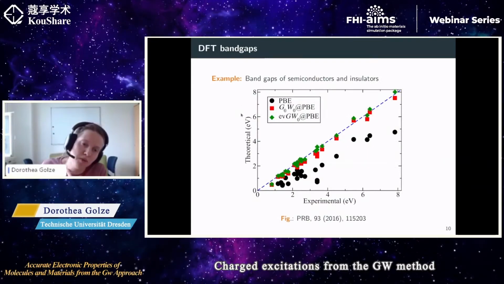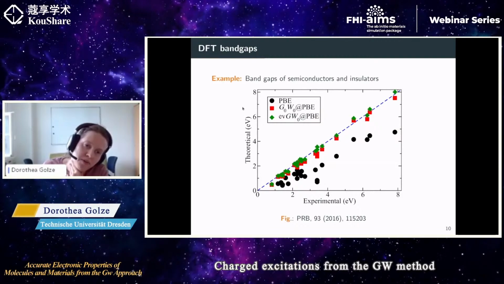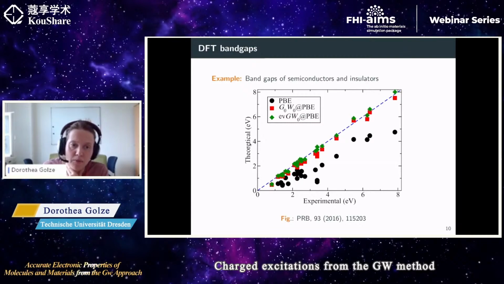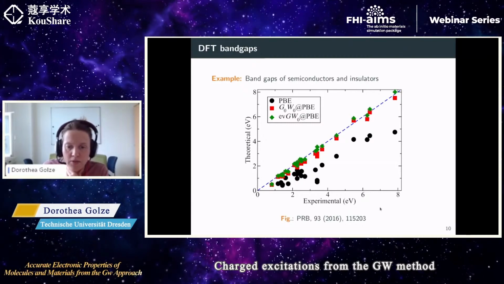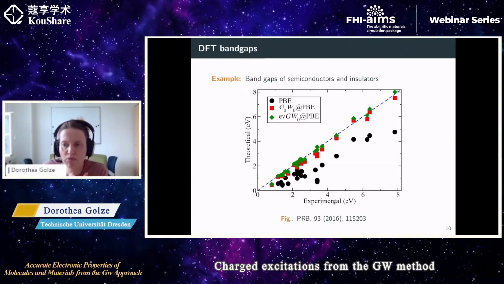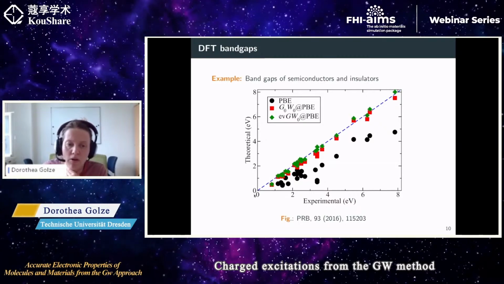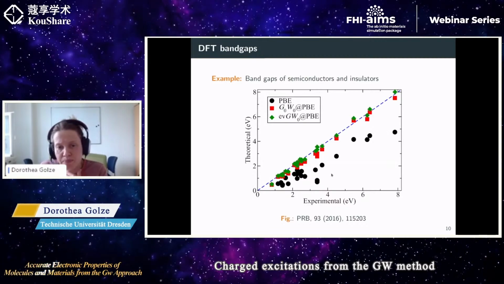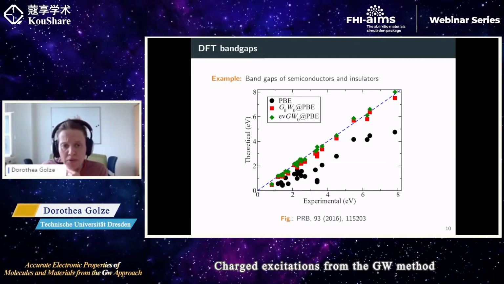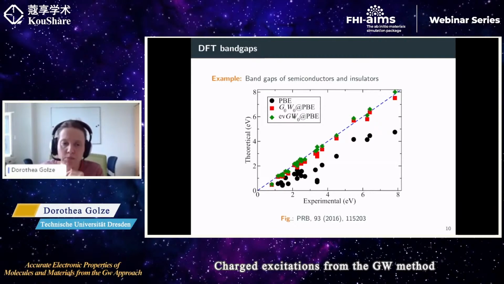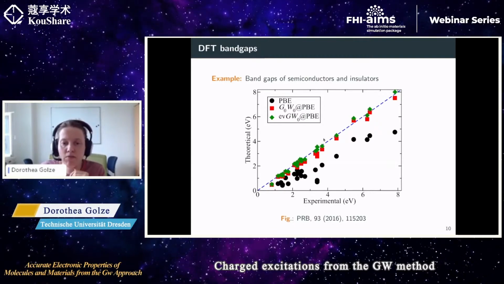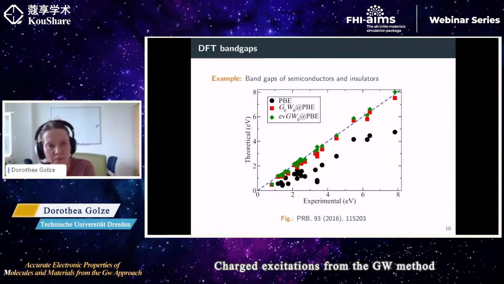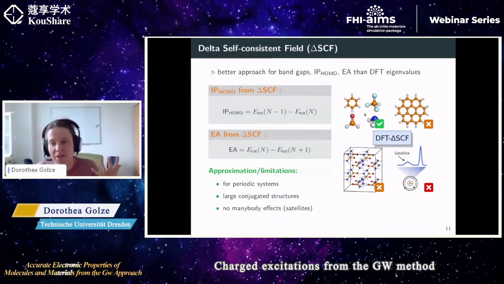To give a bit more statistics, we have here band gaps from different semiconductors and insulators. We have the theoretical values on the left, and on the x-axis, the experimental ones. So the perfect agreement would be if they all are on the blue dashed line. We are pretty off with PBE, while with these different GW flavors, which I will explain a bit more later, we are pretty much on these blue dashed lines, so a very good agreement.